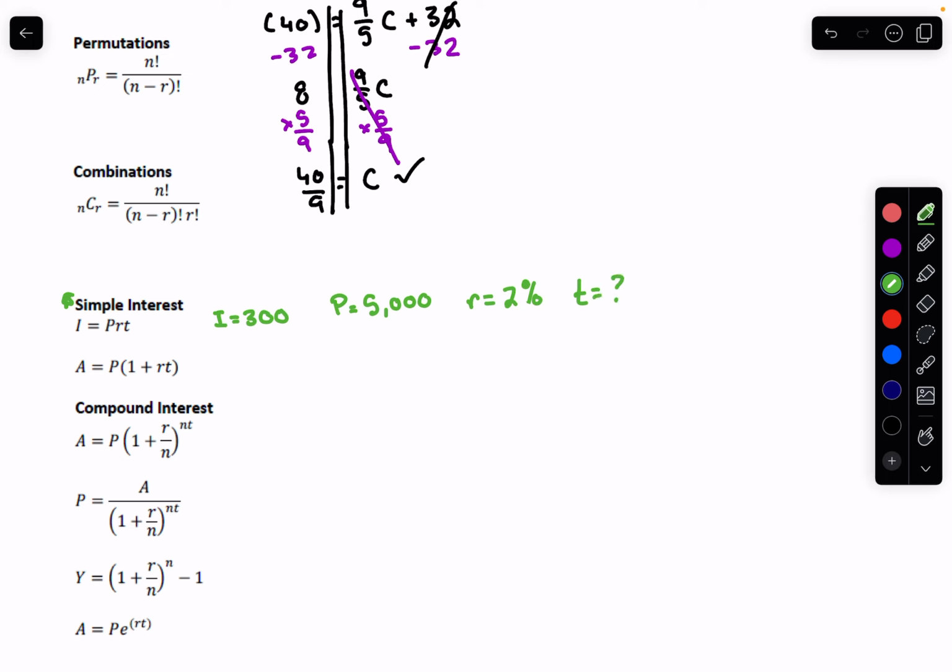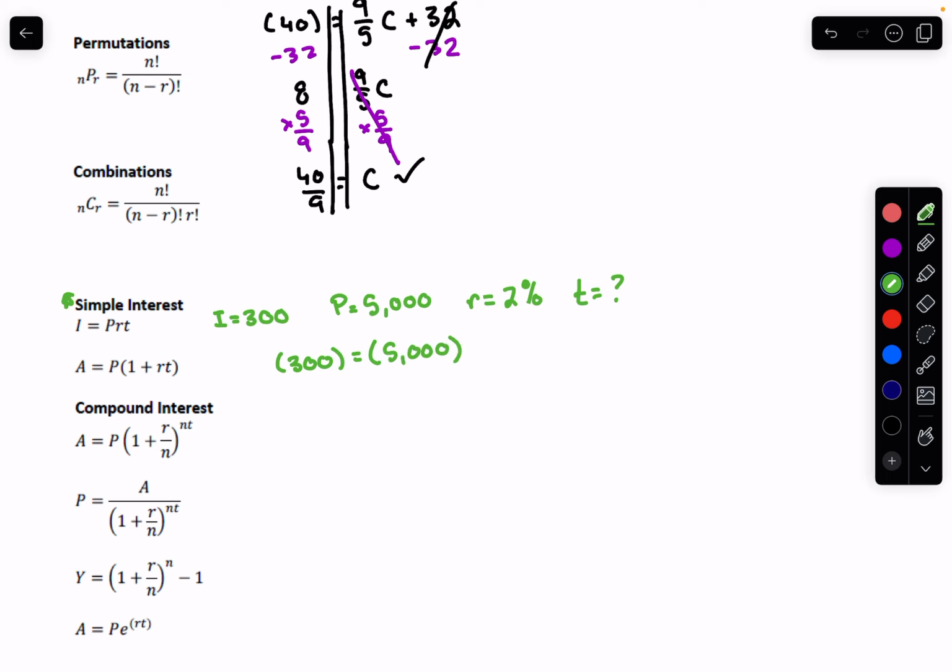Well, when I look at my formula, time is not by itself. Time is over here with principal and rate. So I'm going to have to do some railroad track stuff and figure out what the time is. But let's plug in what we know. Interest, I, equals 300. So on the left-hand side, I'm going to write out my formula. 300 equals P, principal, is 5,000. I'm going to go ahead and put that in parentheses.